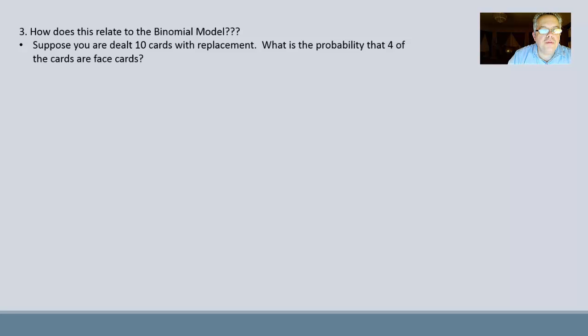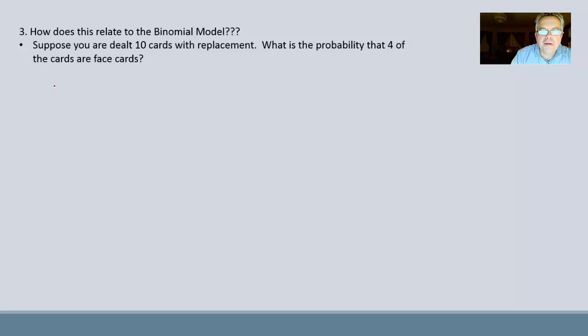We're kind of in the middle of learning about that. And NCR is an important part of it. Suppose you're dealt 10 cards with replacement. What is the probability that 4 of the cards are face cards? This is an example of a binomial model because we're dealt 10 cards. We don't keep going until we get a success like the geometric model. We're dealt 10 cards and we want to know how many successes we'll have.